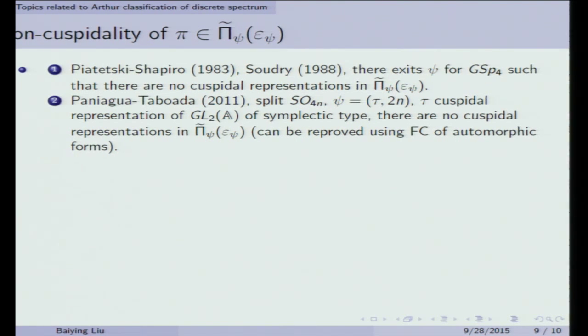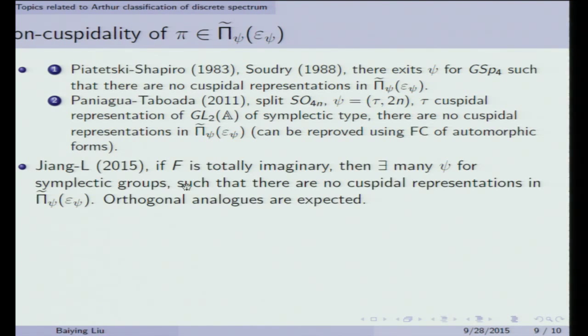OK, the last topic I want to talk about is non-cuspidality of some packets. So first, Piatek, Shapiro, and Sordi on GSp4 found that there exists some other parameter such that there are no cuspidal representations inside. And recently, Paniagua-Taboada showed that for split SO4n, for this other parameter, there are no cuspidal representations inside using the Arthur trace formula. And this result can be reproduced using Fourier coefficients. Recently, we found that if we take F totally imaginary, then there exist many other parameters of symplectic groups such that there are no cuspidal representations inside.